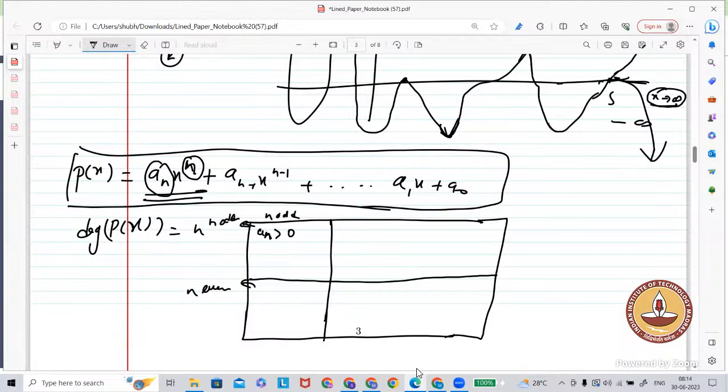If a_n is positive, what is going to happen when we give the input as a positive real number? That means you are going this side, positive. So what will the polynomial output be? You will get a bigger positive number. Is that the positive side of the y-axis or the negative side of the y-axis? What will you get here?